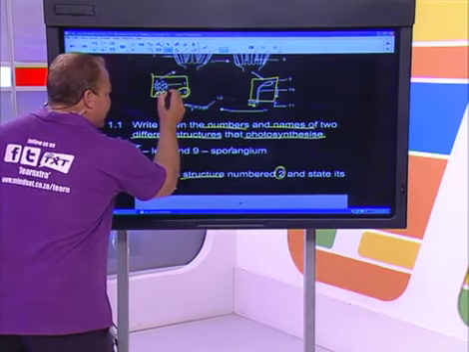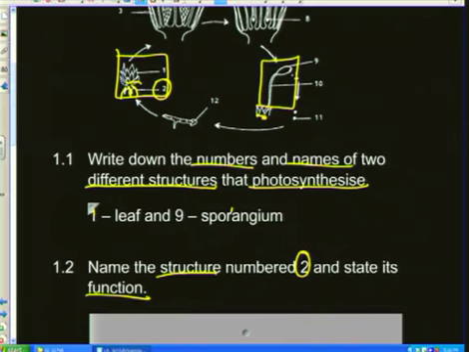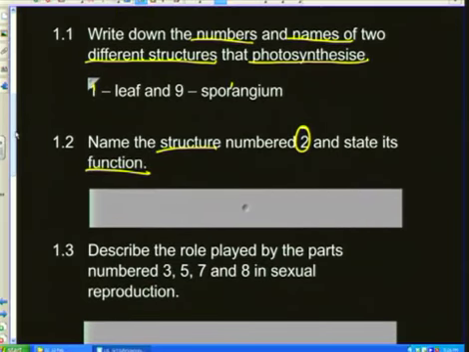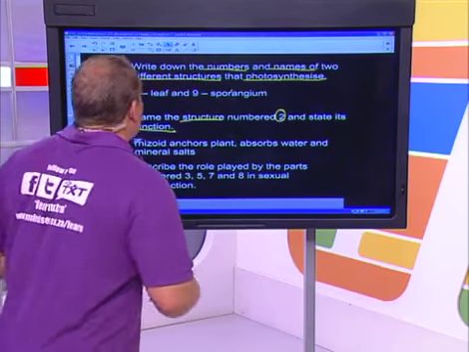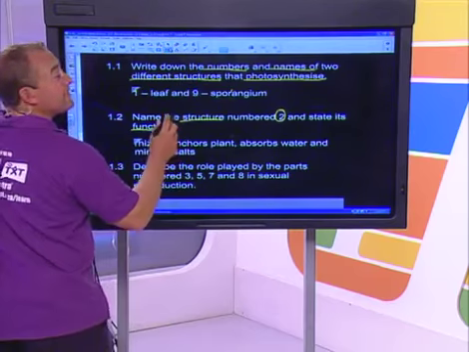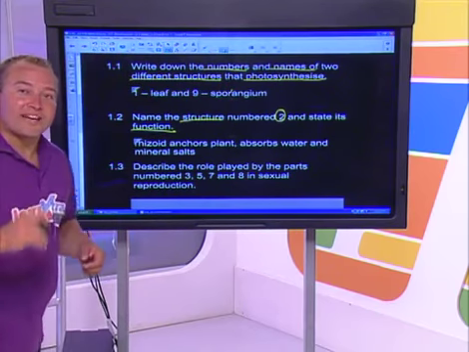This whole plant is called a thallus because it doesn't have true roots, stems, or leaves. Can you remember that? This structure is called a rhizoid. The rhizoids anchor the plant, the moss, and absorb all the nutrients we need.